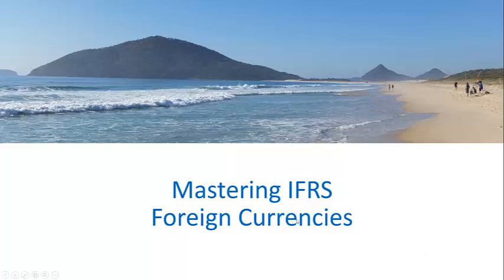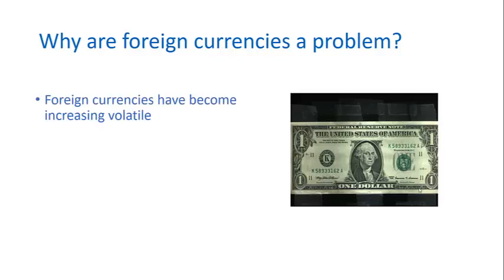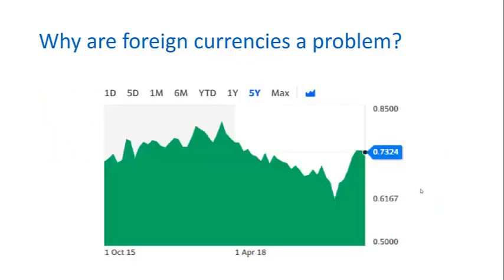Hi, I want to move on to another accounting issue now, and that is accounting for foreign currencies. Before we can even start to think about the regulation which addresses this, we need to understand why accounting for foreign currencies is a problem. And we can see that this is a consequence of how foreign currencies have become increasingly volatile in an environment where most currencies these days are floating. And we can see that as businesses have globalized, so their exposures to foreign currency have increased.